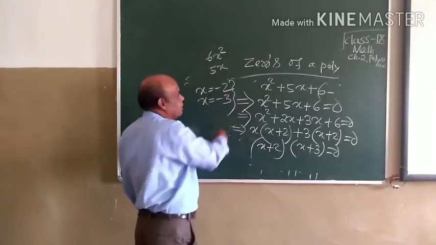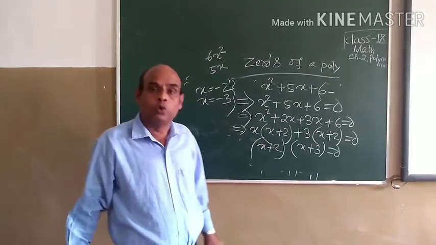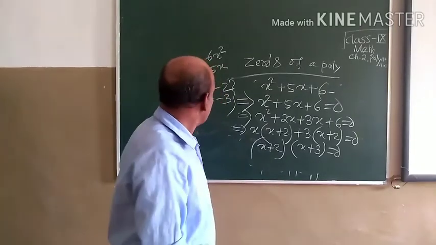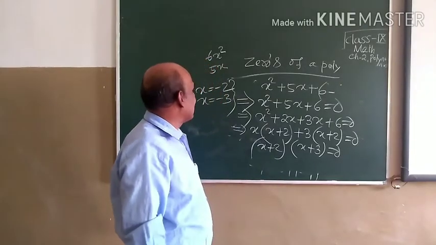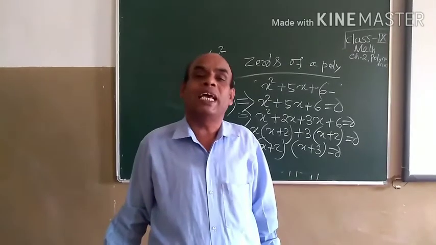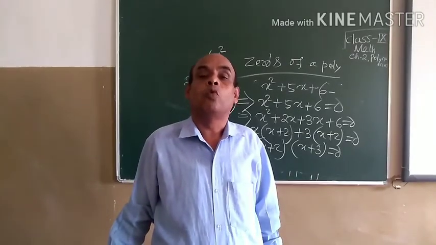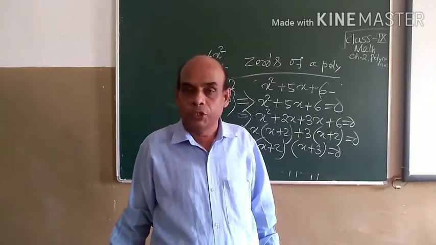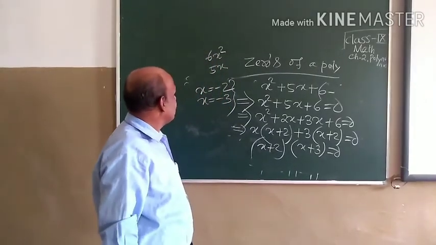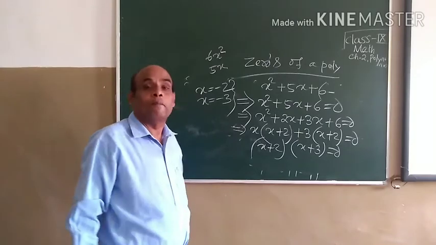So we got the two roots of the equation. What are the roots? One is minus 2, another is minus 3. Because already I told you a polynomial can have more than one root, more than one zero. Therefore, here we got two roots: one is minus 2, another is minus 3.